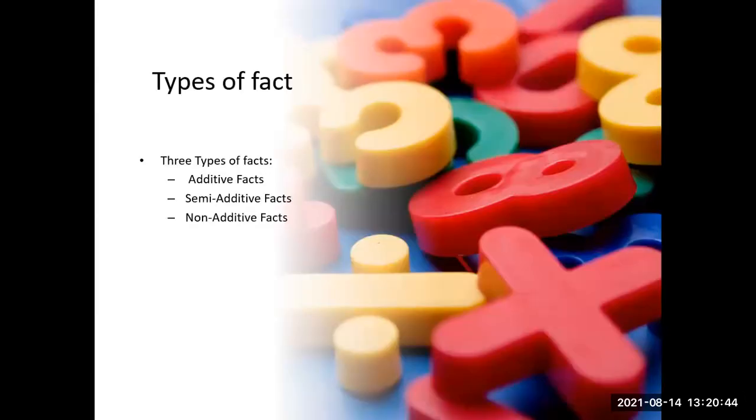Then, coming to the next topic, I discussed the types of facts. There are 3 types of facts: additive, semi-additive, and non-additive. The word additive, you can say, means addition, and you go on adding, with no subtraction here. Semi-additive has a kind of addition as well as subtraction. And the last one is non-additive, which is not getting added and not getting subtracted.